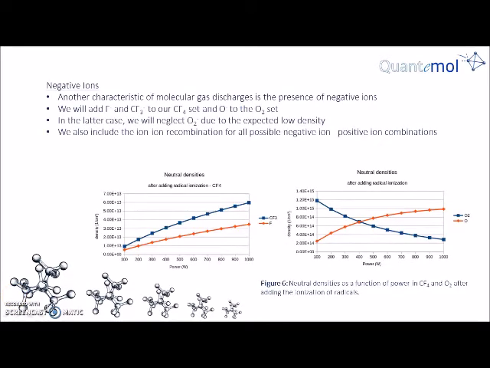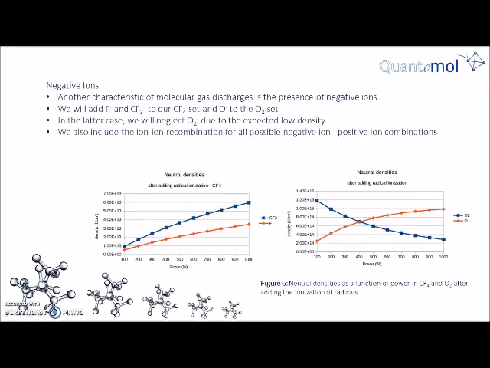Another characteristic of molecular gas discharges is the presence of negative ions. We will add F negative and CF3 negative to our CF4 set and O negative to the O2 set. In the latter case, we will neglect O2 negative due to the expected low density. We will also deactivate the calculation of temperatures for all negative ions, as they are quite notorious for introducing instabilities in the sheared regions due to the combination of low densities and high electric fields.